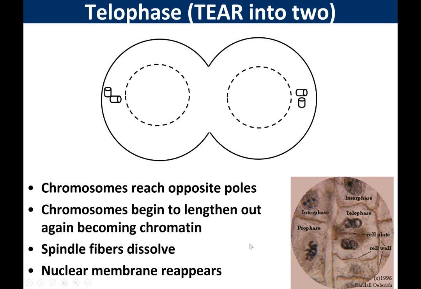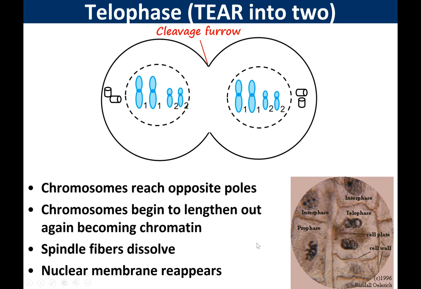Let's draw it. Here's the nuclear membrane reappearing. We're drawing the chromosomes, so this is early telophase, before the chromosomes have decondensed and formed chromatin. 4 on each side. We can tell it's telophase because of the cleavage furrow. That's what we're going to look for to identify this phase of mitosis. Each side is 2n equals 4.